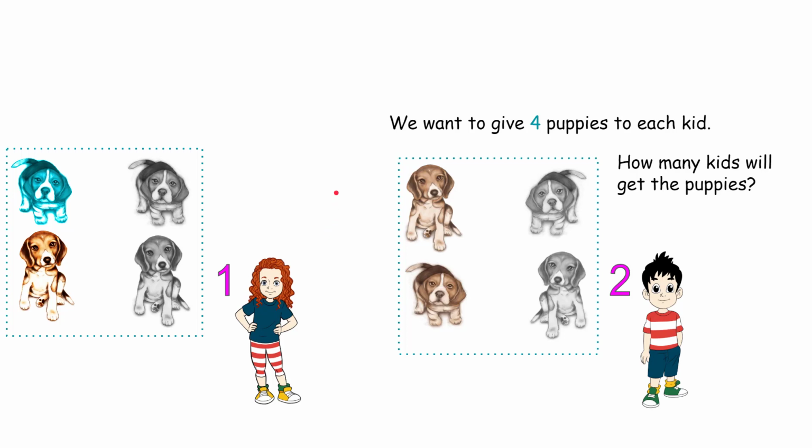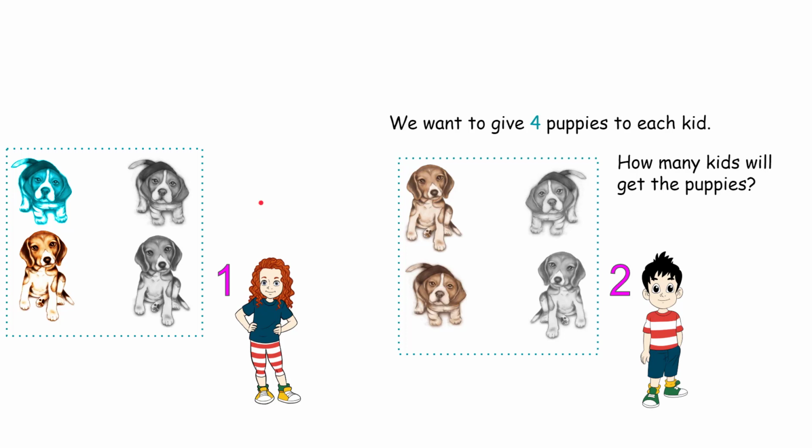So we have 8 puppies and we want to give 4 puppies to each kid. We divided them into groups of 4 puppies in each group. 4 puppies will go to each kid. So this is quite nice and easy when you can visualize it. You can see it. But what happens if you don't have the pictures, the illustrations? How do you do that?